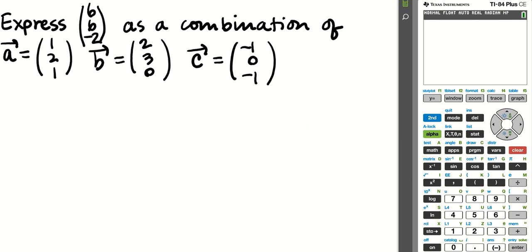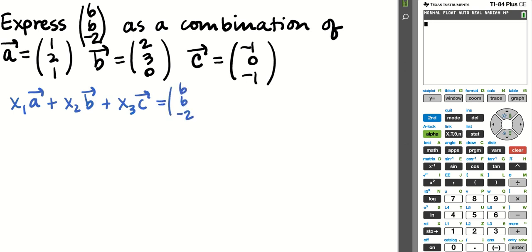Now, let's express a vector as a linear combination of some other vectors, which, as you know by now, is equivalent to solving a system of linear equations, right? So the question is, how many A's plus how many B's plus how many C's is equal to 6, 6, negative 2. That's just taking A, B, and C, making them the columns of a matrix, augmenting it with 6, 6, negative 2, and row reducing.